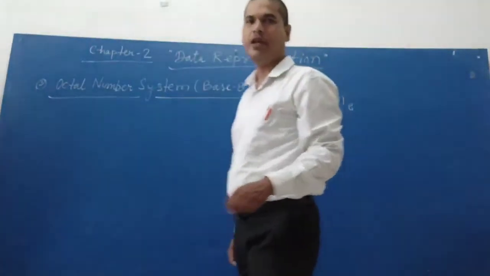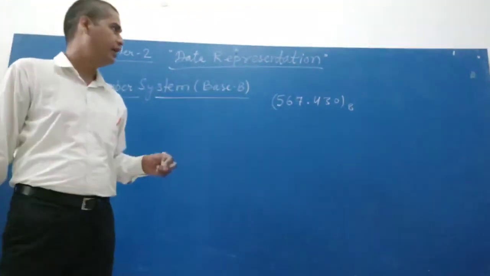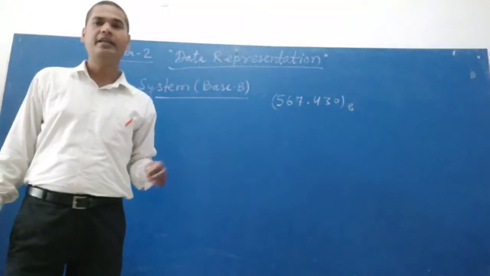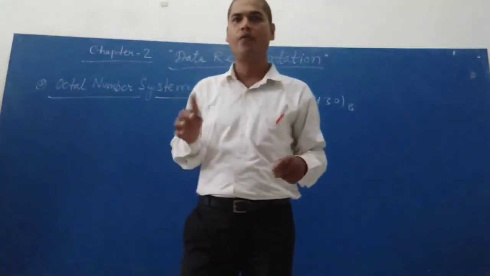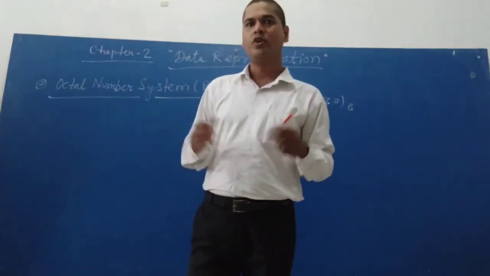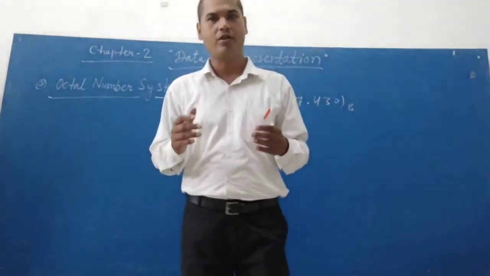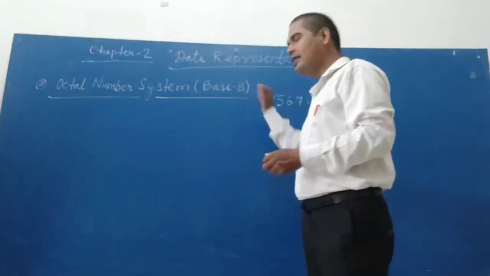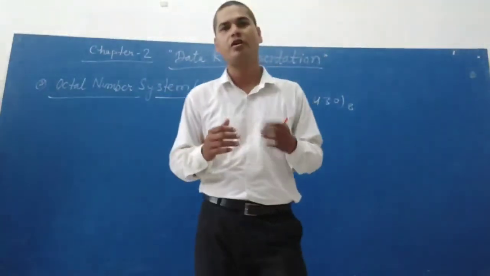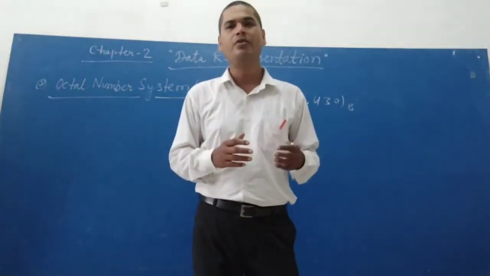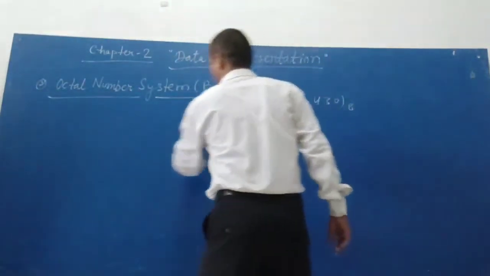Octal number system. In the octal number system, the base is 8. That's why it is known as the octal number system, and it has 8 symbols: 0, 1, 2, 3, 4, 5, 6 and 7. So it uses 8 symbols, 0 to 7. The octal number system is also a positional value system, and I am going to represent it with positional values.